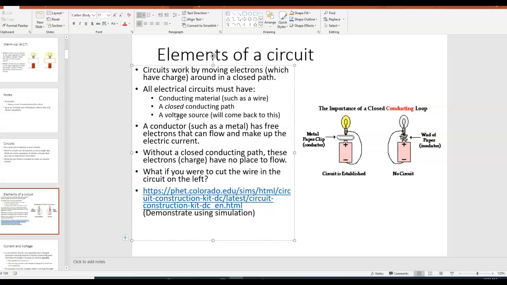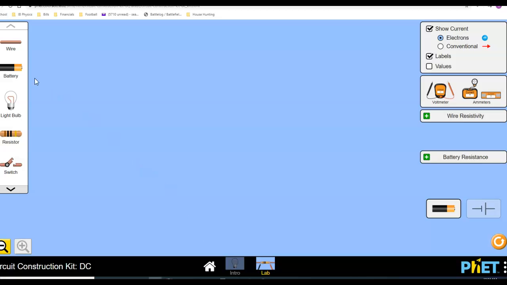And the third element you have to have for a circuit is what's called a voltage source. Okay, we'll talk more about what voltage is here in just a minute, but you have to have some type of voltage source, something that's providing power to the circuit. Okay, so let me just show you a simulation, constructing basic circuits.